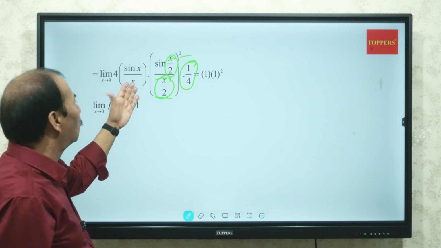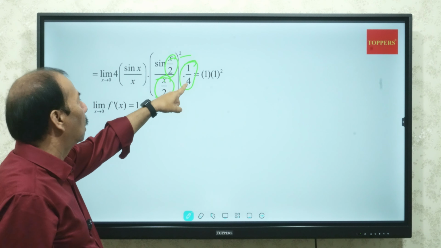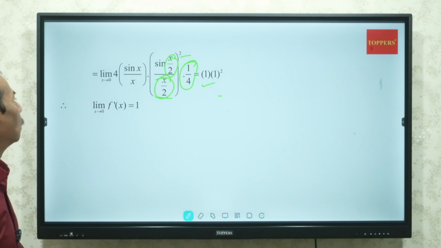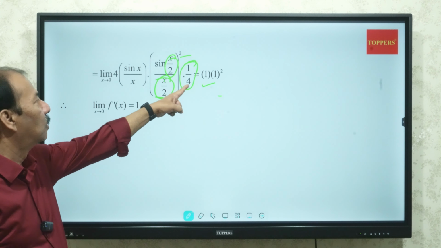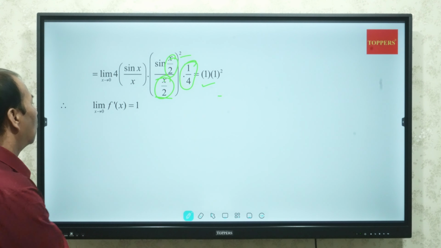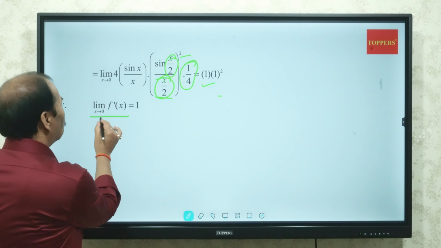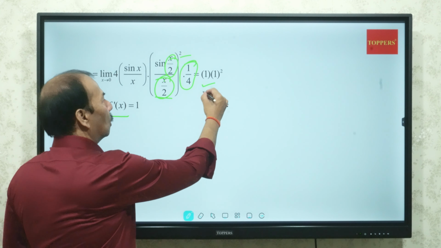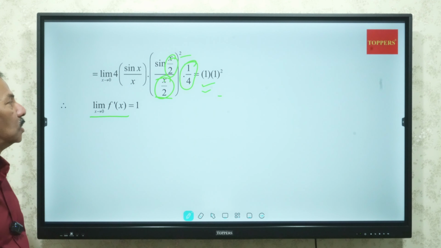Now substitute: this is 1, this is 1, this is 1 by 4. So finally you are getting this value. Simplifying, because 4 is here, 4 is here, that will get cancelled. So only this 1 will remain. So the limit of f dash x when x tends to 0, that was to be calculated, is equal to 1. So this is your answer.